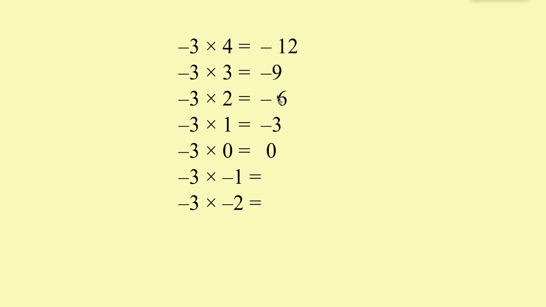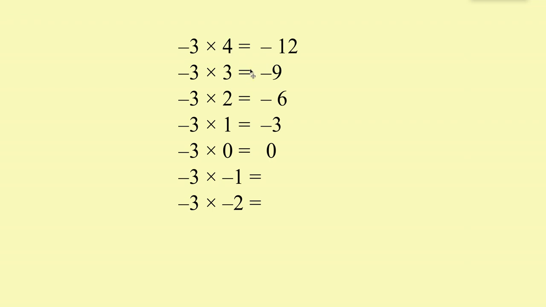Here I wrote some products. Look at the products. First one is negative 3 into 4. So different sign means you have to multiply the numbers and put negative sign. That is negative 12. Negative 3 into 3 is negative 9. Negative 3 into 2 is negative 6. Negative 3 into 1, negative 3. Negative 3 into 0, 0. Can you find any pattern in this?